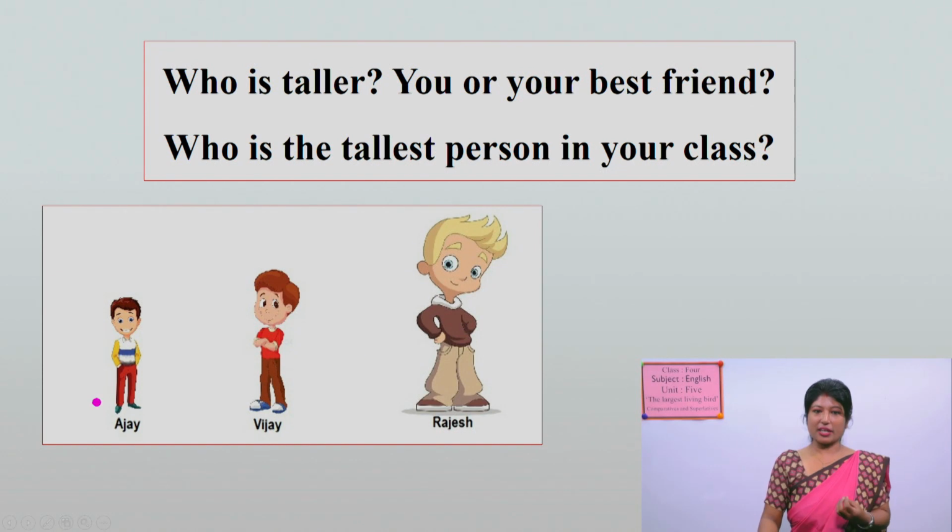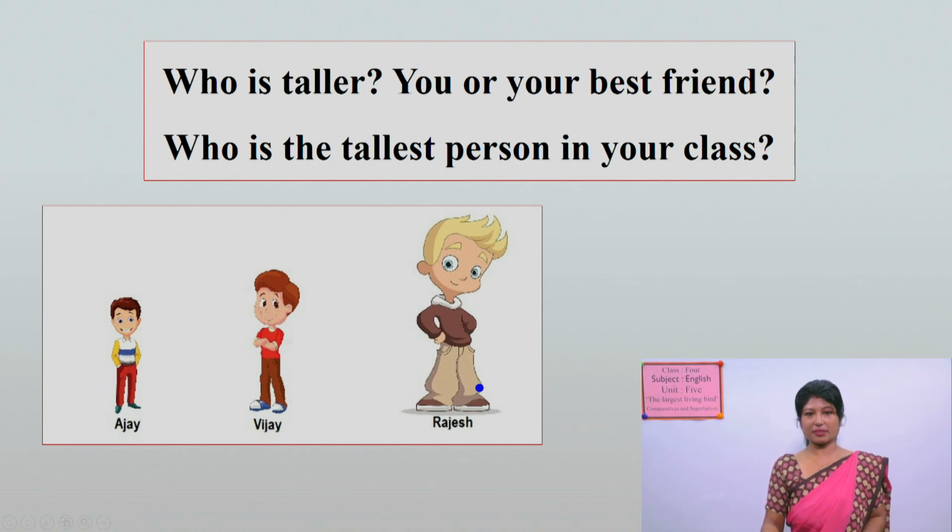And another example you can see, look at the picture. What is here? 3 boys are here. Ajay, Bijay and Rajesh. So among these three boys, who is the tallest over here? Is it Ajay, Bijay or Rajesh? Obviously Rajesh is the tallest boy among these three. And Ajay is the smallest, right?